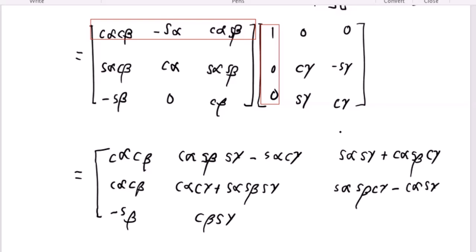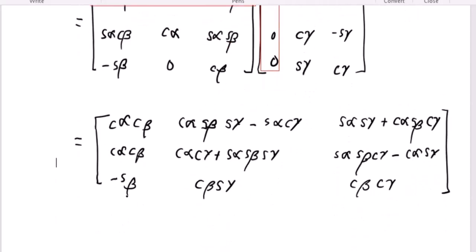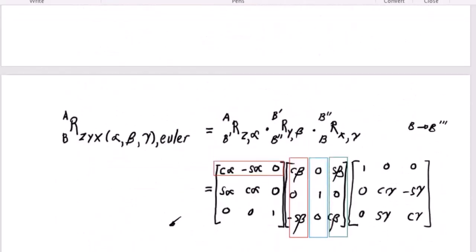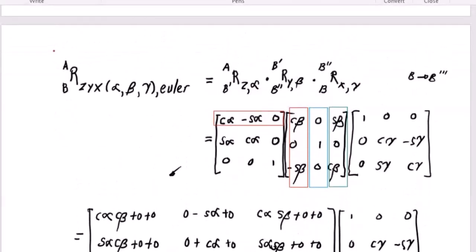And finally, this one here. 0. What is left is cosine beta, cosine gamma. Now, this is the final equation, final matrix. This is a 3 by 3. This is the final matrix for this. I will box this. This is the final one.